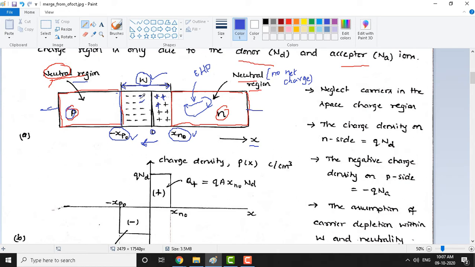Also, you see that here the spacing is not uniform. You can see this width is larger, and this width is small. Why does the width vary here? Any specific reason, and what factor does this width, 0 to xn naught or 0 to minus xp naught, depend on?